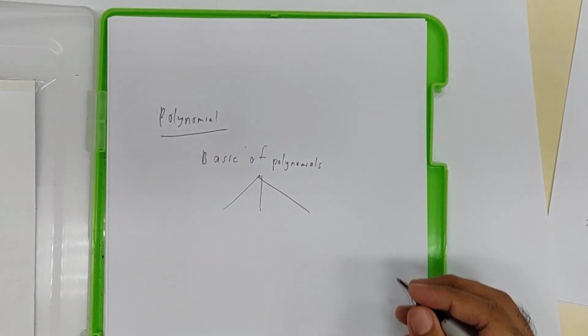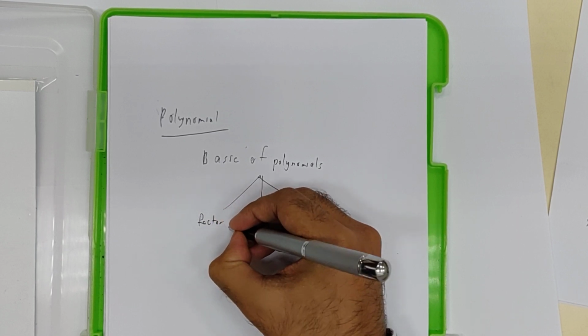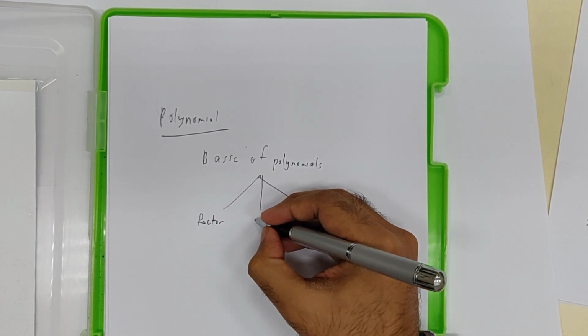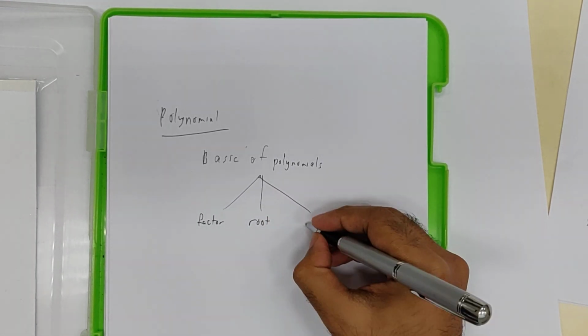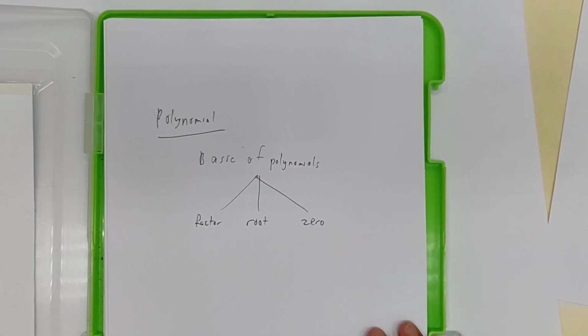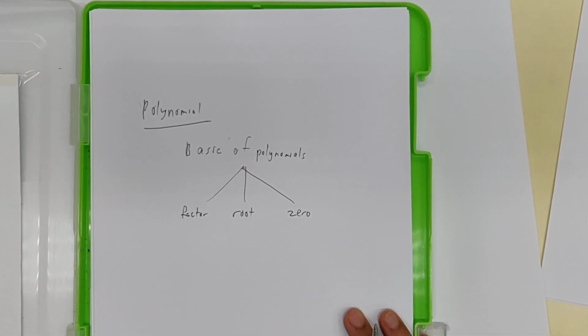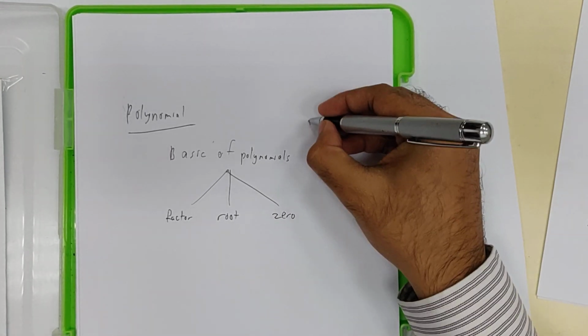Okay, right. The basics of polynomials are these three things: one is factor, another one is root, and another one is zero. Okay, let's say I give you this equation.